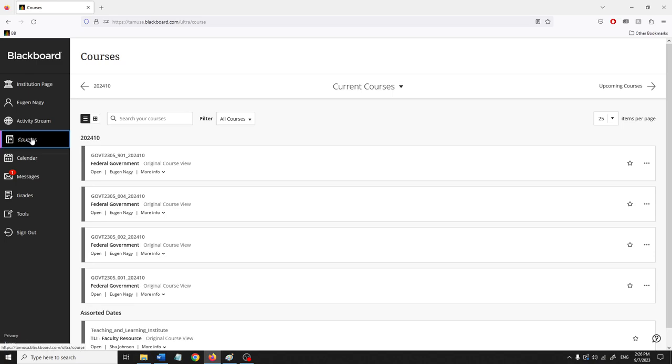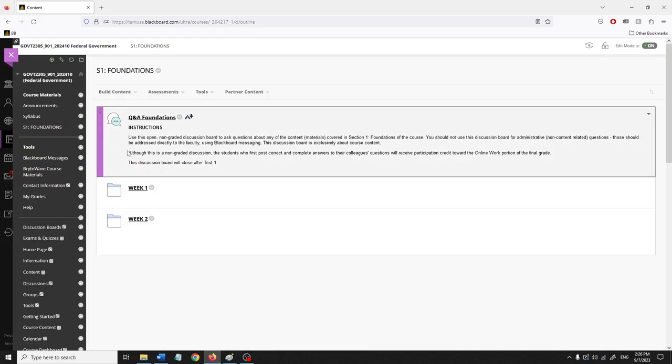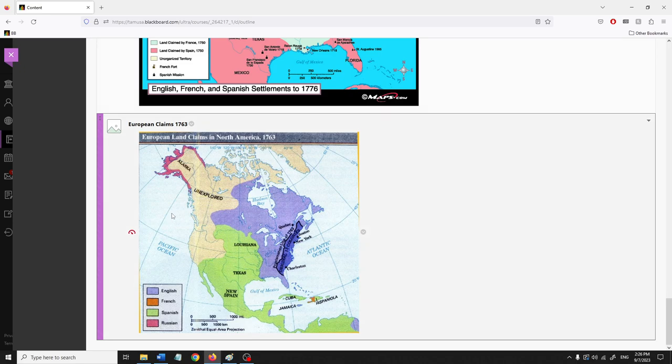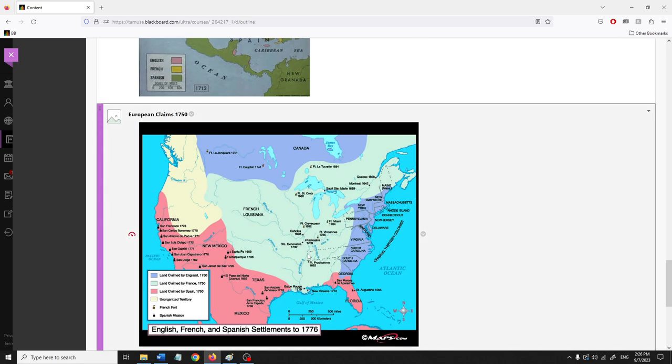last time, of North America around 1750, right? So here's how it looks. These are claims, right? Spanish claims, French claims, and British claims to the territory.